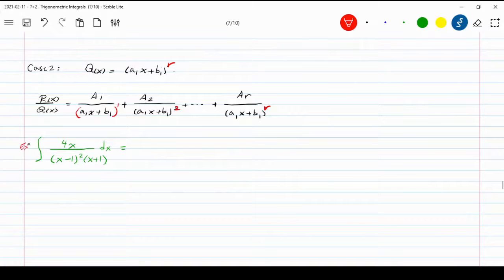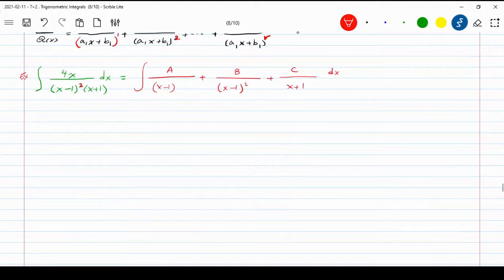Here's an example. So this fraction must equal something like the integral of a over x minus 1, plus b over x minus 1 squared, because it has the repeated factor of x minus 1 multiplied by itself. So we consider both x minus 1 and x minus 1 squared, and we still have that x plus 1 term. And the numerators are constants a, b, and c, dx. We just need to figure out what are these a, b, and c.